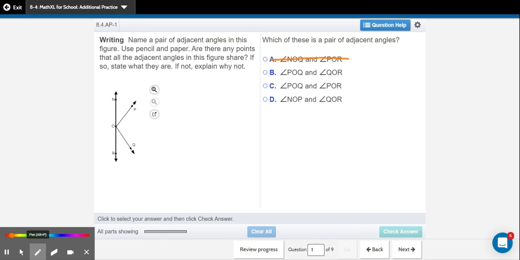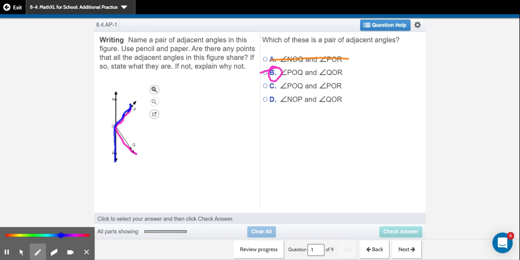Now let's look at POQ and QOR. POQ is here, and then QOR. Ooh, those are adjacent. Those are two angles that are right next to each other. So right now we're going to say B, but let's double check the rest of our answers just in case.